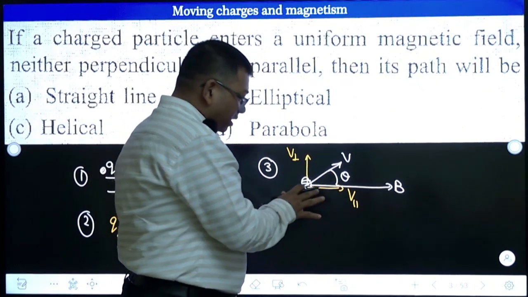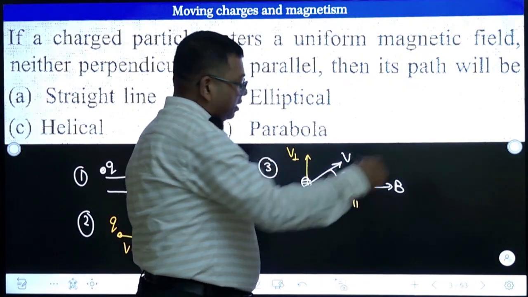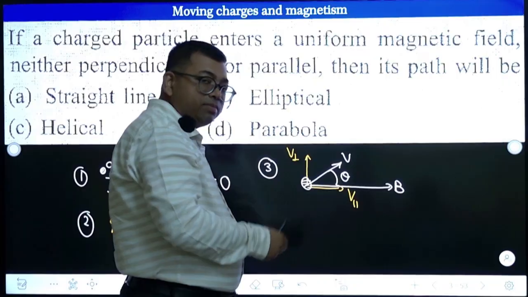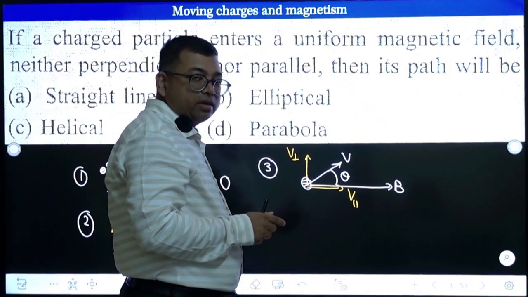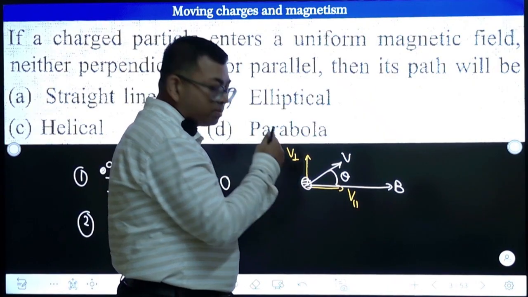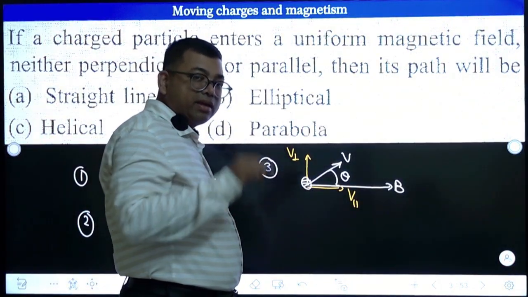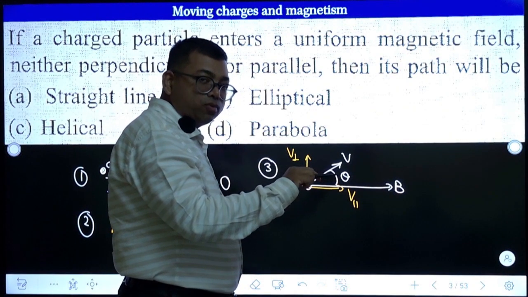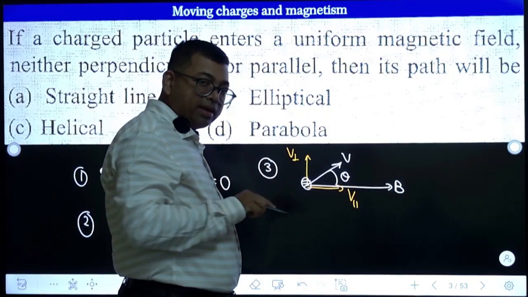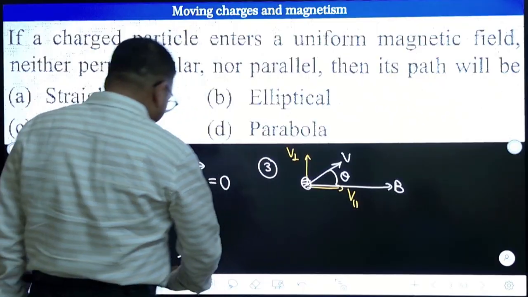Because suppose if there is a velocity along the parallel only, then it will go in a straight line. And suppose there is a velocity in the perpendicular direction only, then it will go in a circle. You know that. And the circular motion is in the plane of the velocity. So here the velocity is in this plane, and this parallel velocity will also make it move. So it is like a circle in this plane, and in this direction also it is moving. So that is what is called a helical path, right?